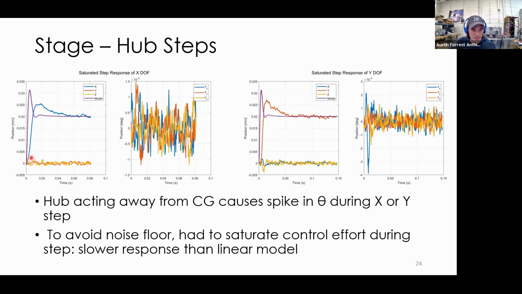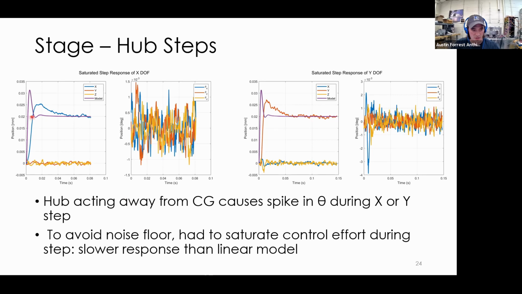You can see out here, when I take a step in X, theta Y has a response. When I take a step in Y, there's this response in theta X. That makes sense if we're applying a horizontal force to the stage, but we're not doing it through the center of gravity, so we're going to induce a rotation. You can see that result show up.